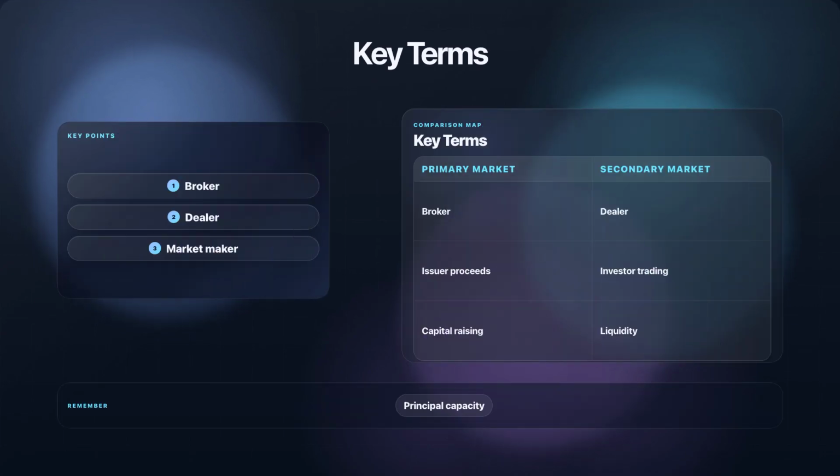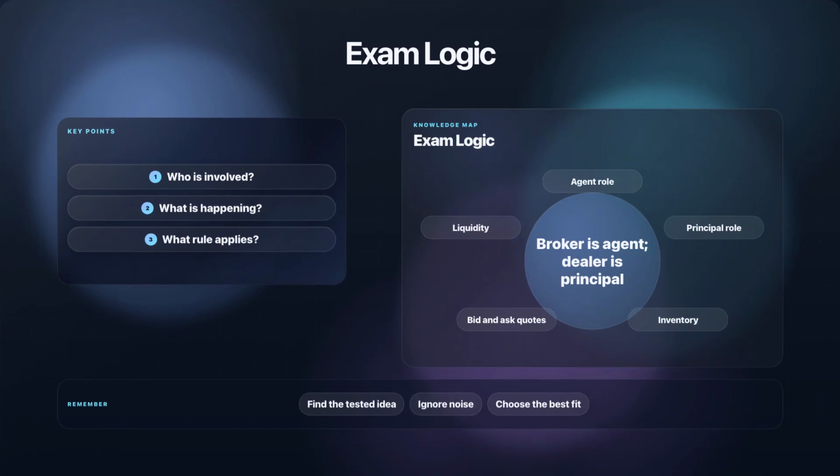Start by separating the key terms. For this topic, pay attention to broker, dealer, market maker, and principal capacity. The SIE often rewards candidates who can recognize a term and then connect it to the correct function, risk, document, or rule. When a question tests broker-dealer market maker, ask 4 questions.